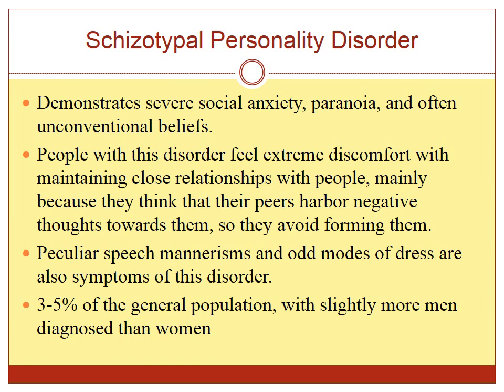People with this disorder feel extreme discomfort with maintaining close relationships with people, mainly because they think their peers harbor negative thoughts towards them, so they avoid forming them. They often have peculiar speech mannerisms and odd modes of dress, which are also symptoms of this disorder. It affects approximately 3 to 5% of the general population, with slightly more men than women being diagnosed.